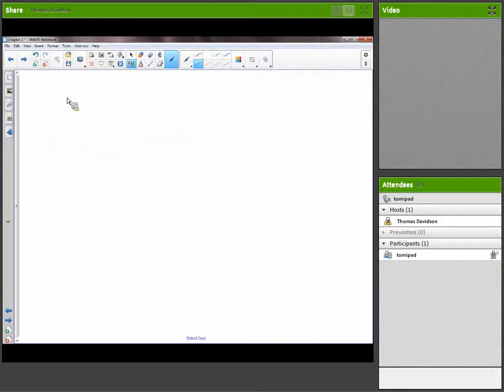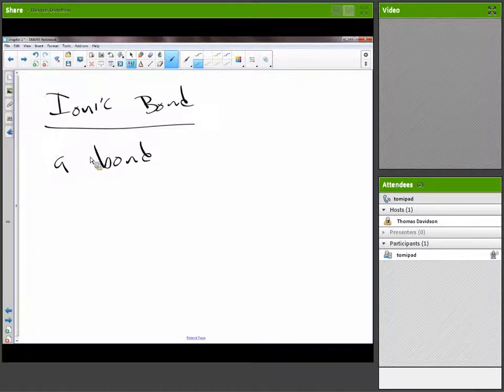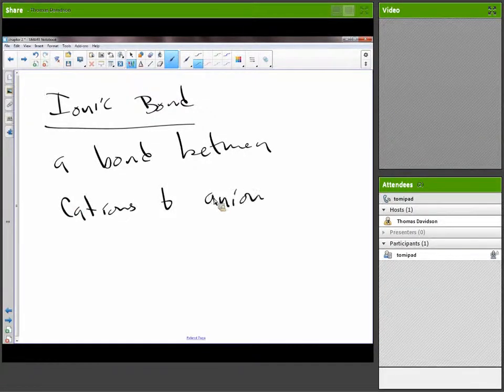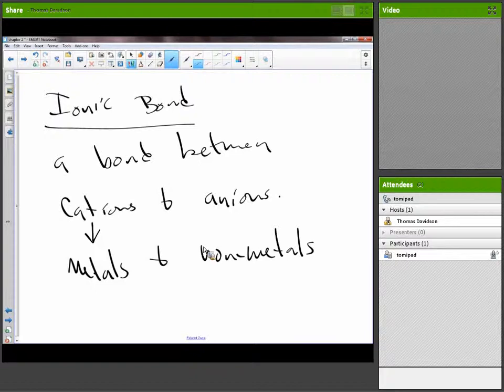All right, so an ionic bond can be defined as a bond between cations and anions. There's another way to define this. It's a bond between metals and non-metals. So would iron oxide be an ionic bond? Iron oxide absolutely is an ionic bond because it has the iron metal, and the oxide is the non-metal oxygen.